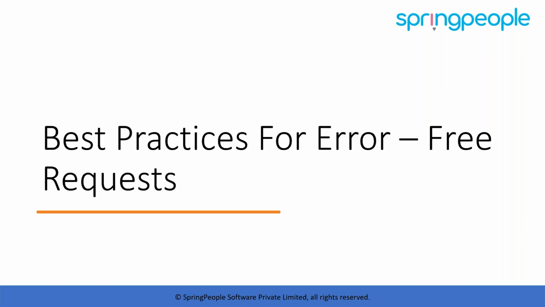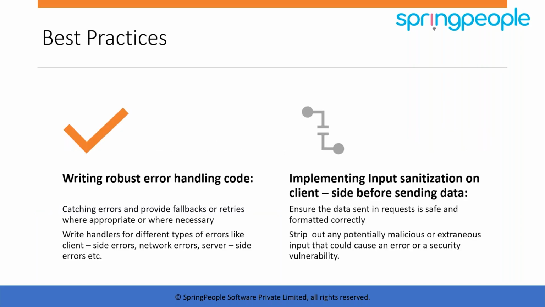You might find that there are ones that are based on the component. So if you're working with a class component, how do you work with it? If you're working with the functional component, what are the best practices for handling errors, or for writing error-free requests? For all of it, there are a lot more, but I'm going to be taking you through a few of them only. Now, one of the first best practices is that you need to be able to write robust error handling code.